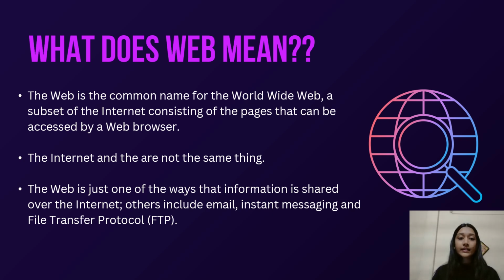First of all, let's understand what the web actually is. The web is the common name for the World Wide Web, which is the subset of the Internet that consists of the pages that can be accessed with the help of a web browser, such as Google Chrome, Microsoft Edge, Mozilla Firefox, etc. Most people consider the Internet and the web as one and the same thing, but they are quite different. One needs to understand that the web is a part of the internet. The web is just one of the ways in which information is shared over the internet. Others include email, instant messaging, and file transfer protocol.